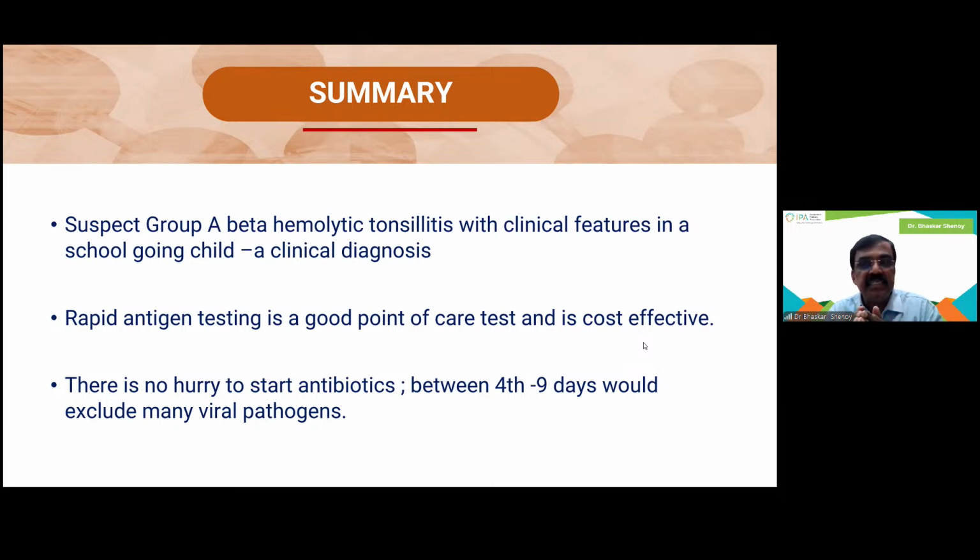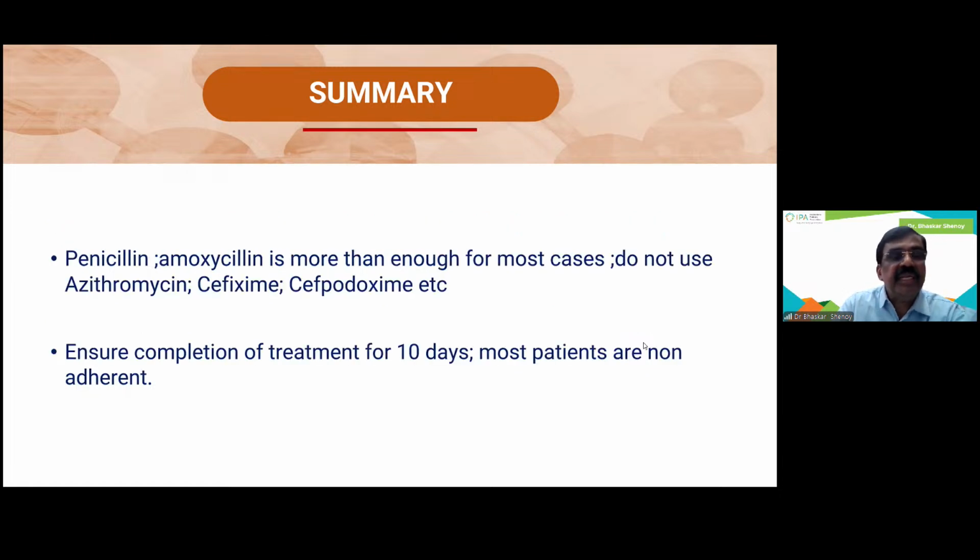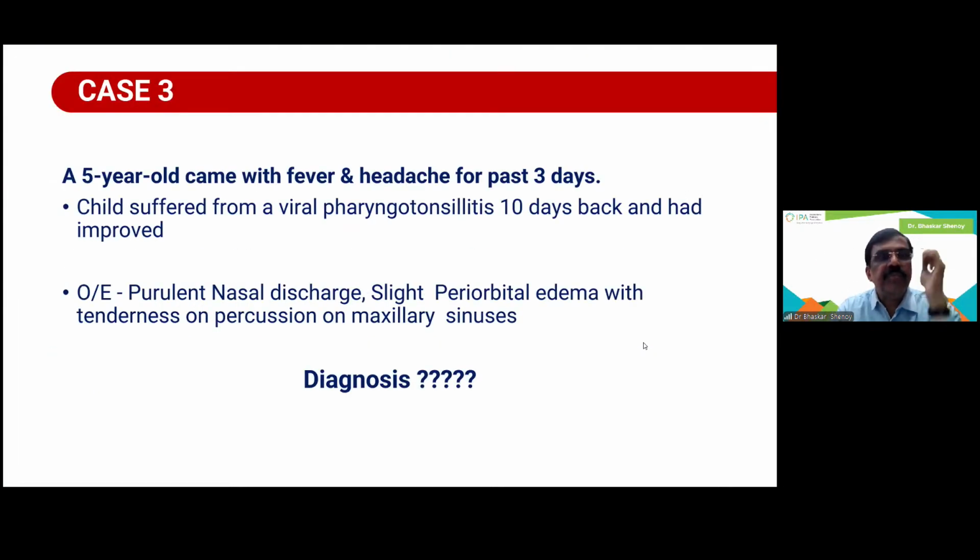So in summary of these cases, you should suspect bacterial tonsillitis in an older child. Rapid antigen test is a very good test, and there is no hurry to start antibiotic. You can even wait up to 9 days. By that time, most of the viral will subside. Amoxicillin is the first choice, and treatment duration has to be 10 days.